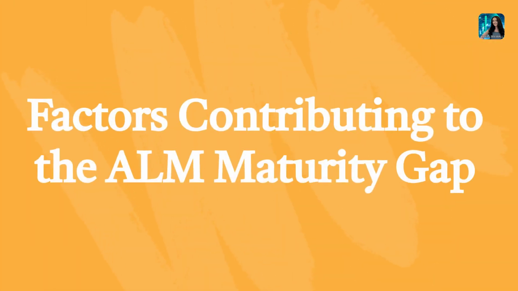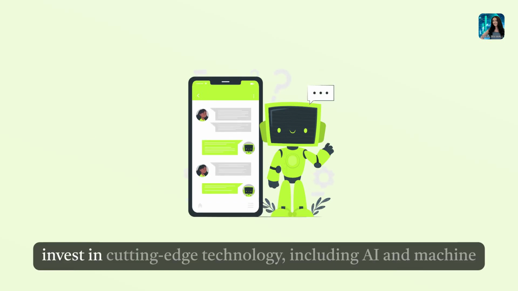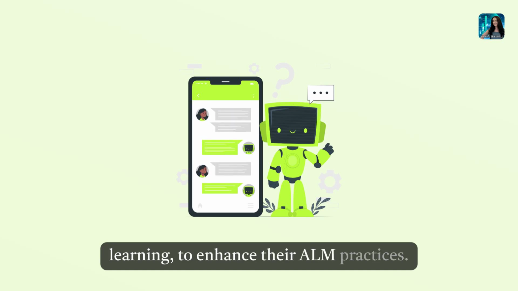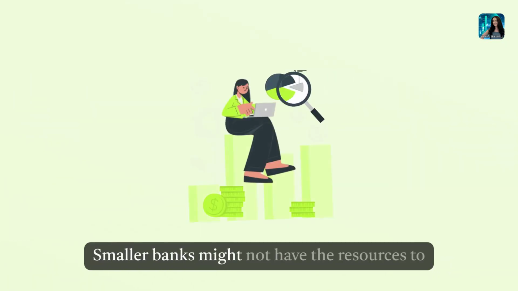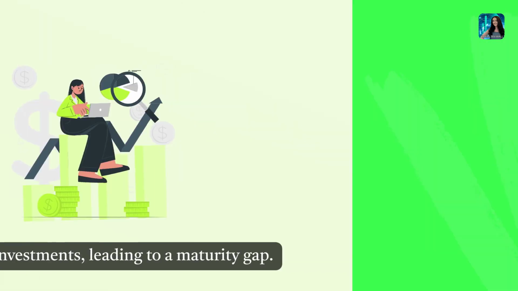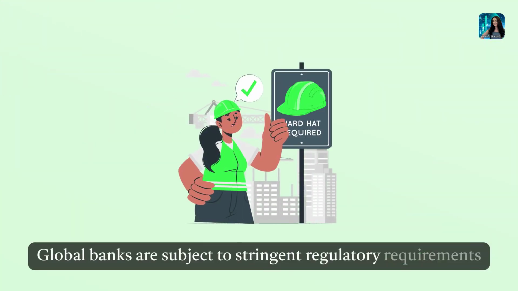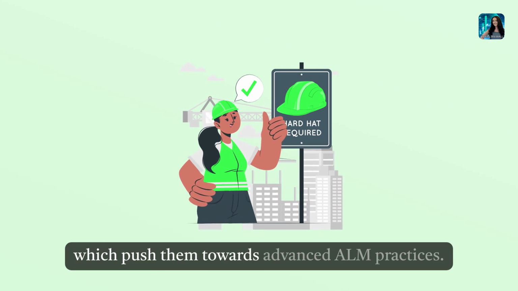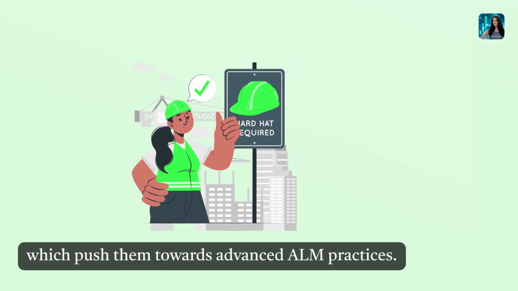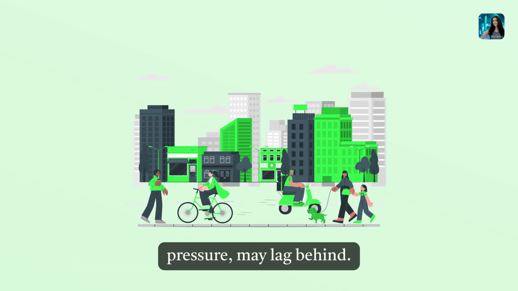Factors contributing to the ALM maturity gap. Technological advancements. Banks with more resources have been able to invest in cutting-edge technology, including AI and machine learning, to enhance their ALM practices. Smaller banks might not have the resources to make such investments, leading to a maturity gap. Regulatory compliance. Global banks are subject to stringent regulatory requirements, which push them towards advanced ALM practices. In contrast, regional or smaller banks, facing less pressure, may lag behind.